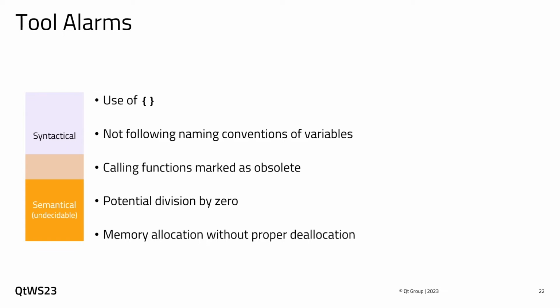And there are things like gray areas, like this calling function marked as obsolete. Here it depends, will you also consider indirect calls? Then it can also be undecidable. But if you only look at direct calls, then this is, for example, something that can be decided.